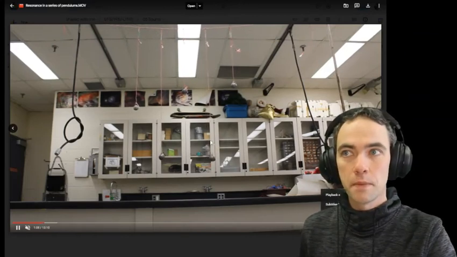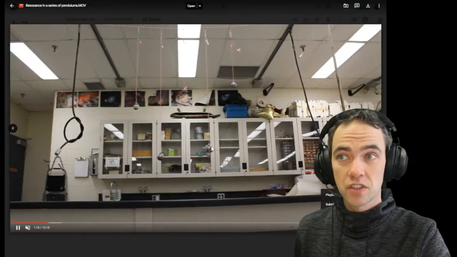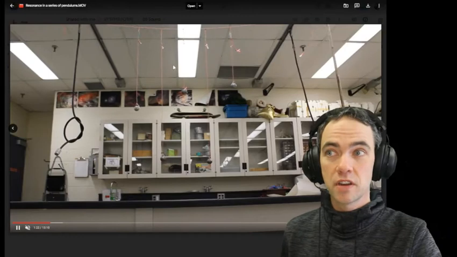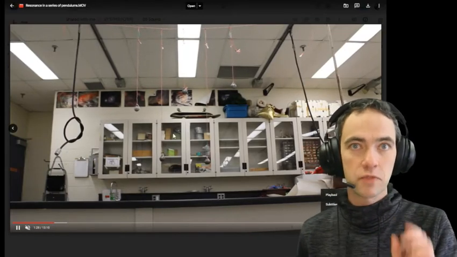Now look, all the energy has went back into pendulum number 1. But just as soon as this one has stopped moving, this one is starting to slow down, and this one is starting to speed up. And this has to do with the concept of resonance.